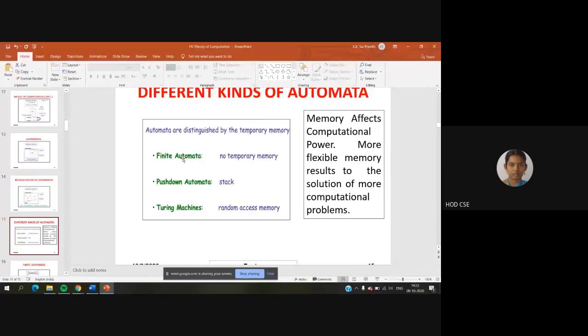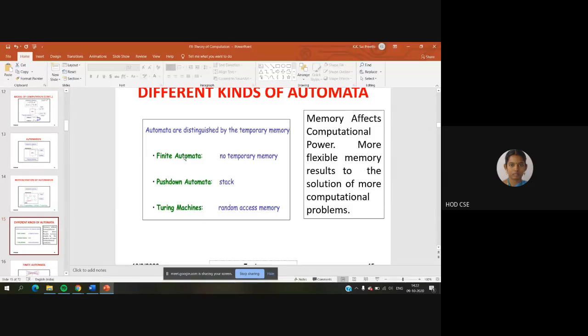So a finite automata has no temporary memory. It only has states and transitions, which is nothing but the CPU and program memory of your computational device. The push-down automata has temporary memory, but that temporary memory is configured by a stack. And the Turing machine also has temporary memory, and it is configured by random access memory, RAM.